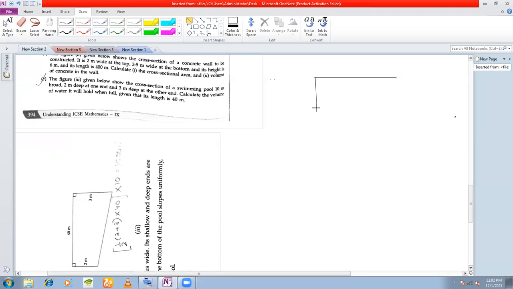What do you mean by cross section of a swimming pool? Can anyone tell me? Let's say the aerial view of a swimming pool. You're looking at the swimming pool from the top, right? If you're looking at the swimming pool from the top, these are the measurements that are given to you. Okay.